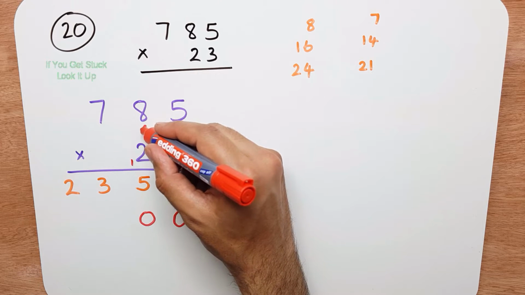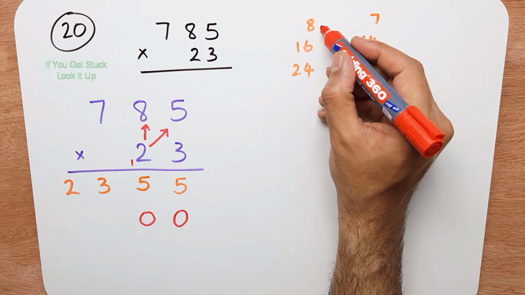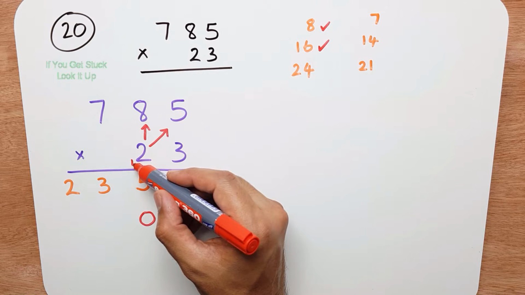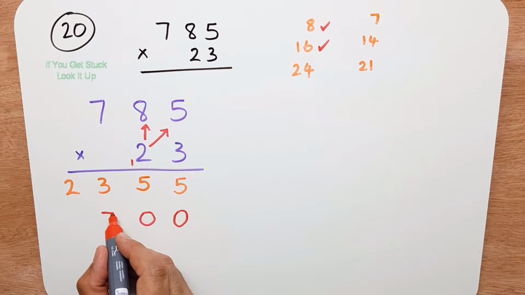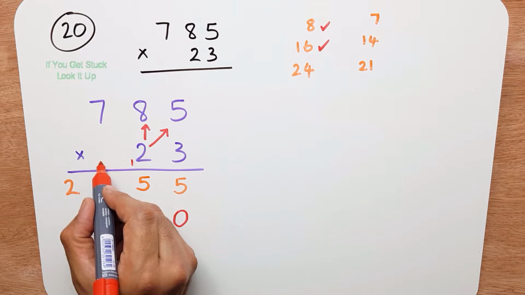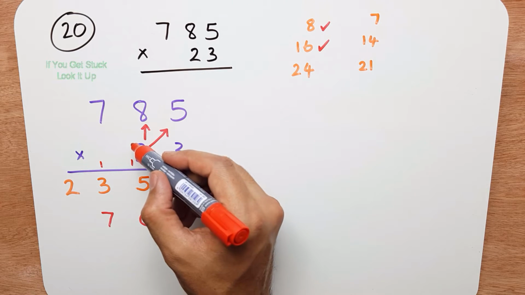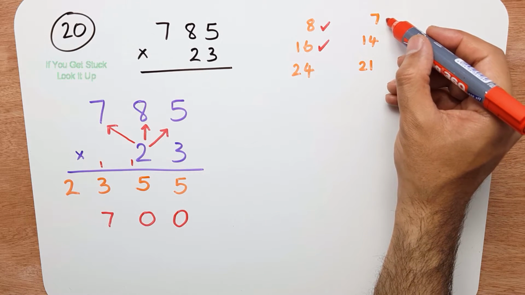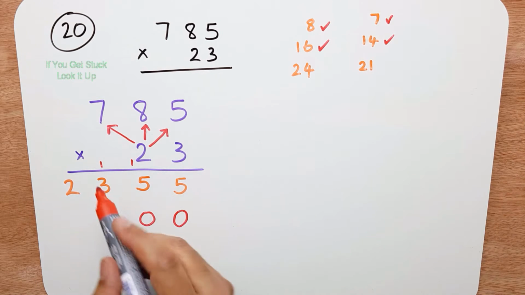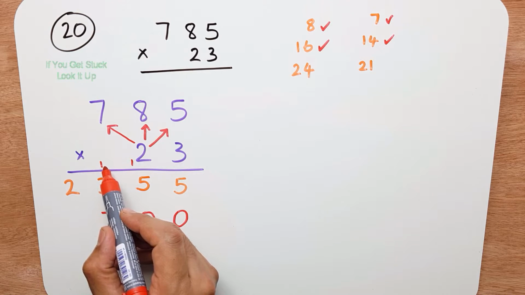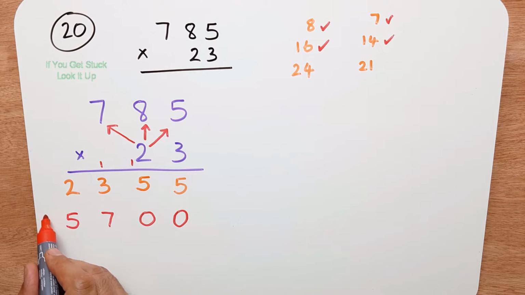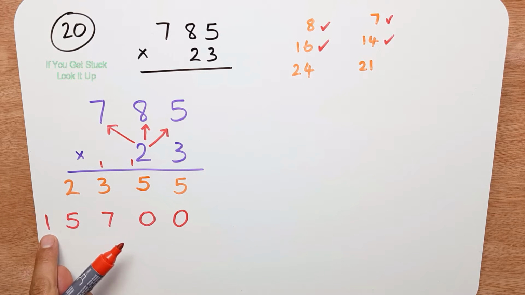So it's 2 times 8. So 1, 2. So 2 times 8 is 16. Plus this 1 we've carried over makes it 17. So we put the 7 down and we carry the 1 over to the next column. Now finally we do 2 times 7. And 2 times 7 is 7, 14. Plus this 1 we've carried over makes it 15. So we put the 5 down and carry the 1 over into the next column. And we can write it straight down because we've finished.